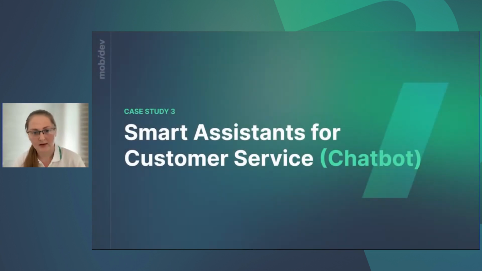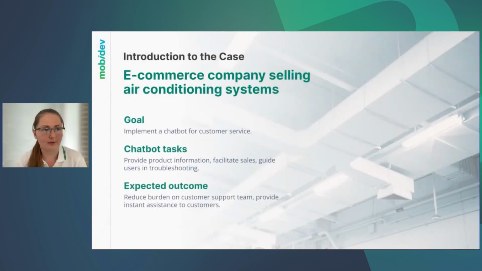Okay, next. Next case study is probably something you would not expect. Competing with GPT, especially knowing that this is a chatbot, and a chatbot is kind of the most famous way of how to use it. This is a smart assistant for customer service, basically a chatbot. So, what do we need from this chatbot? The goal is to implement it for customer service. This is an e-commerce company selling air conditioner systems. Quite specific, and they need a chatbot to provide information about the products they have. At the same time, it should act as a salesman or a consultant.